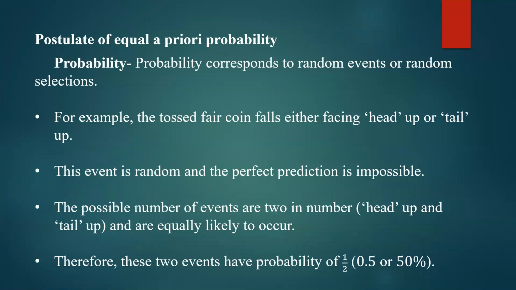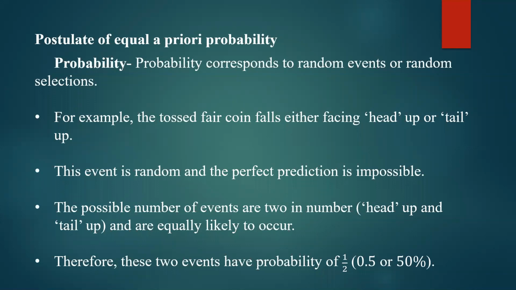Then there is a concept called the postulate of equal a priori probability. First we will try to understand what probability is, then we will move towards the postulate of equal a priori probability. To understand what probability is, let us take one example. Probability is defined for random events or random selections. A simple example: a tossed fair coin falls facing either head or tail. Only 2 possibilities are there.